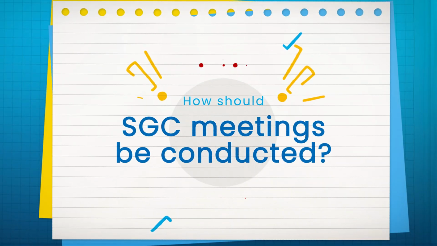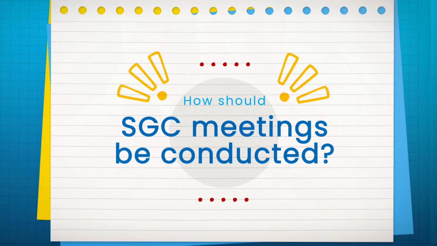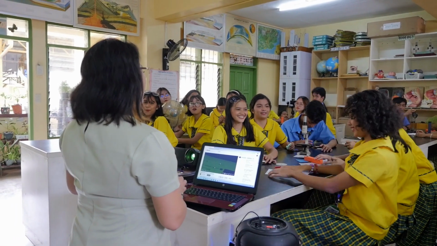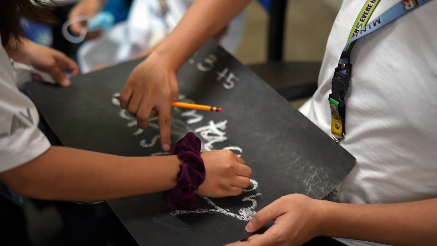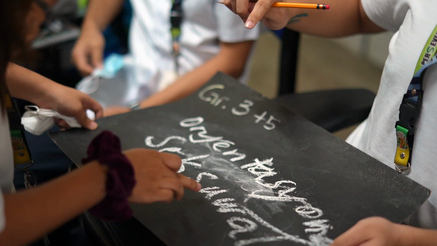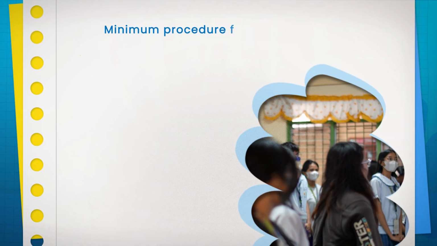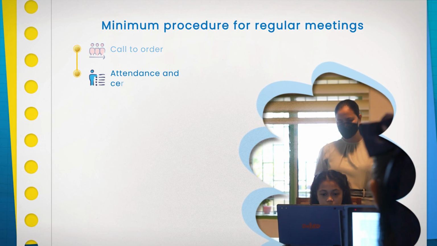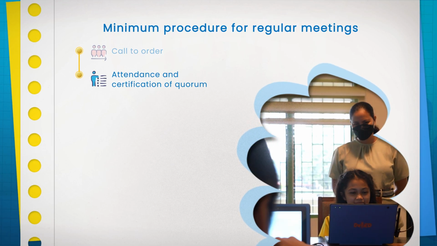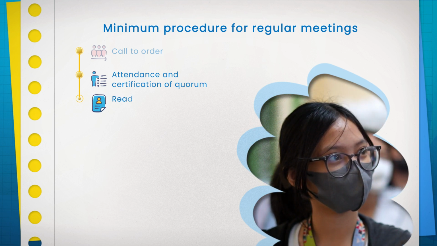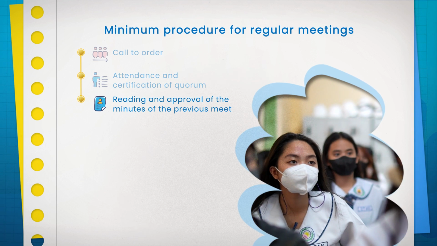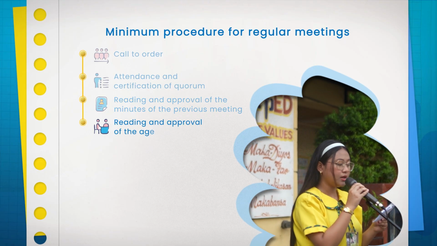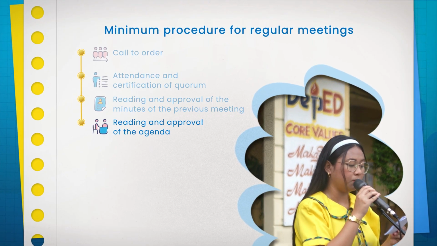How should SGC meetings be conducted? The minimum procedure is not too different from what we are likely familiar with. For guidance, however, we list down the steps. First, the elected co-chairperson calls the meeting into order. Second, the secretary checks attendance and determines if the quorum is satisfied. Third, the minutes of the previous meeting, if applicable, are read and approved. The secretary then reads out the agenda for the approval of those present.